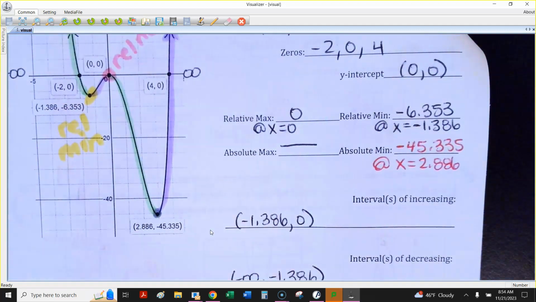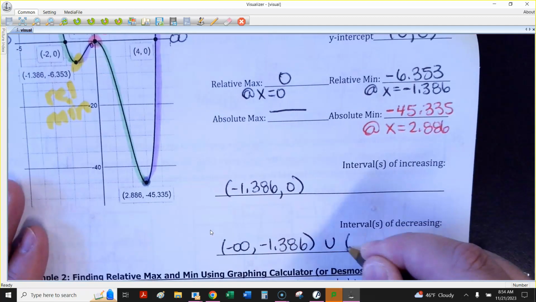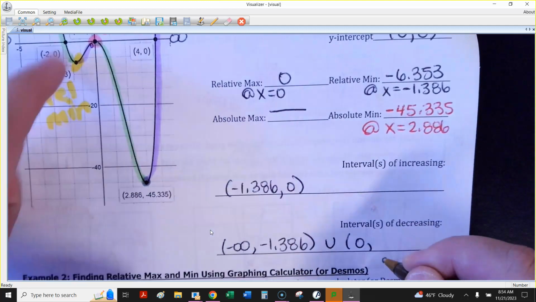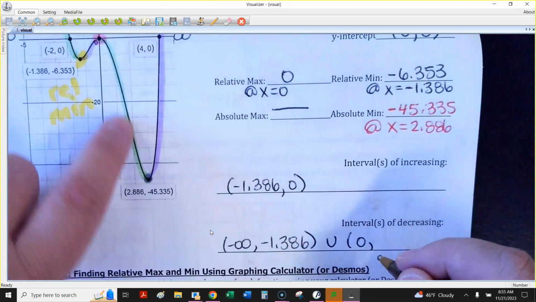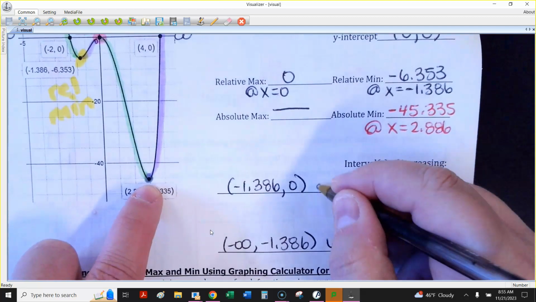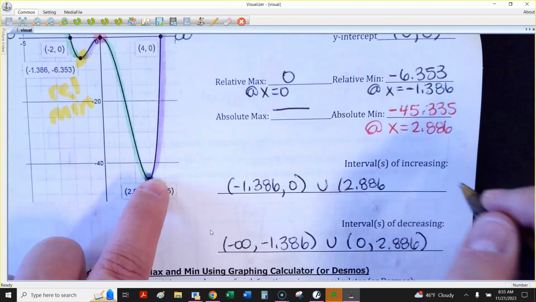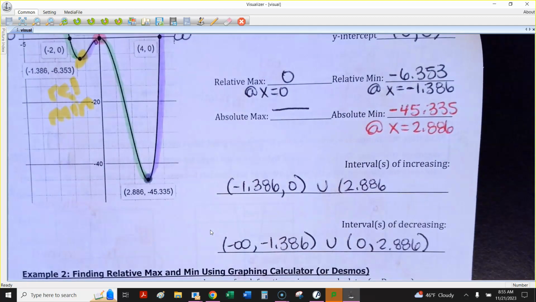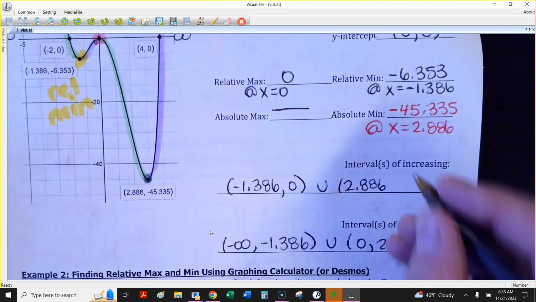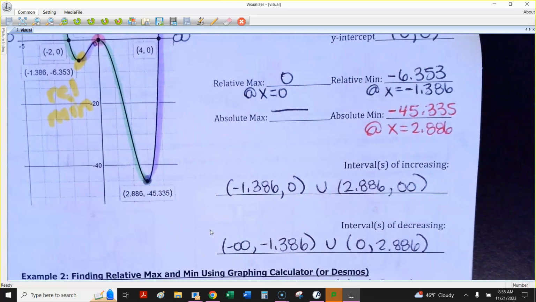Then I'm going to decrease again. So it should start up at that same number. I'm just going to put a little union symbol in between 0, and then all the way down here until I get to that 2.886. And then I'm going to come back up here, same 2.886. We turn, and then we start increasing. And now I know this is tricky because it's going up, but I'm talking about as I go to the right when I'm describing this. So all the way for the rest of the graph to the right, as I go to infinity, the graph will be increasing.